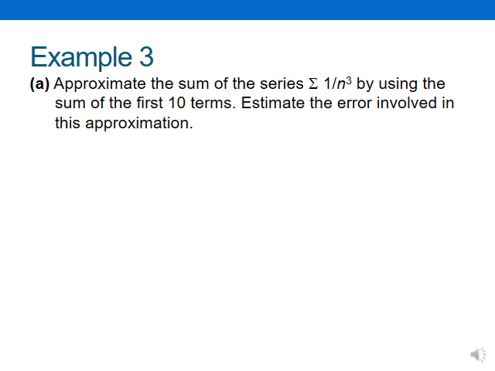Now let's do this example in estimating the sum of the series 1 over n cubed. First of all, we need to check that this series is a convergent series. It is a p series with p equal to 3, where 3 is greater than 1. It is a convergent series. A p series is convergent for values of p greater than 1.